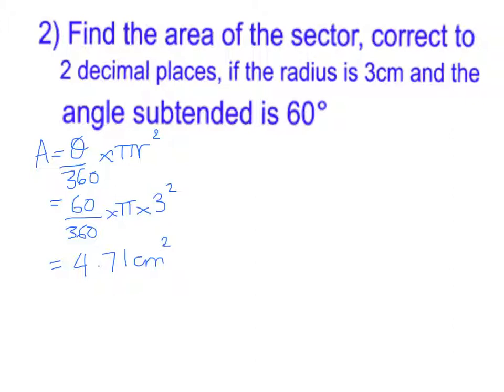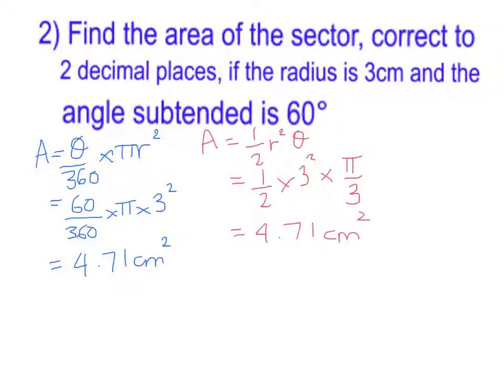If you're using the formula that you've just learnt today, A equals half r squared theta, where theta is in radians, then it's going to be half times 3 squared times pi on 3 radians, because 60 degrees is pi on 3 radians, and you should still get the same answer, 4.71 centimetres squared.